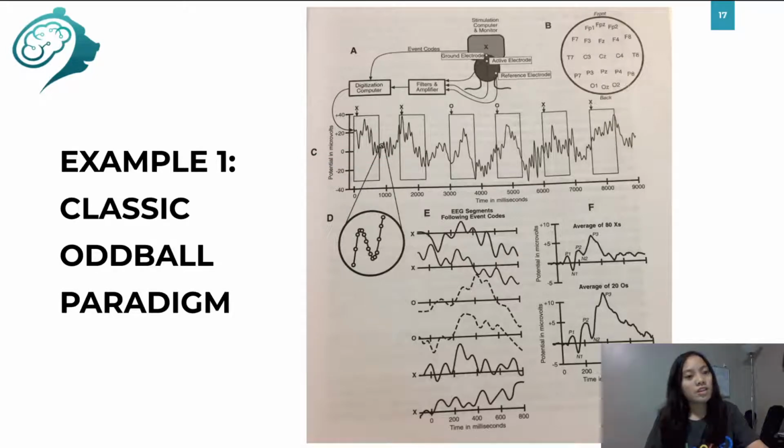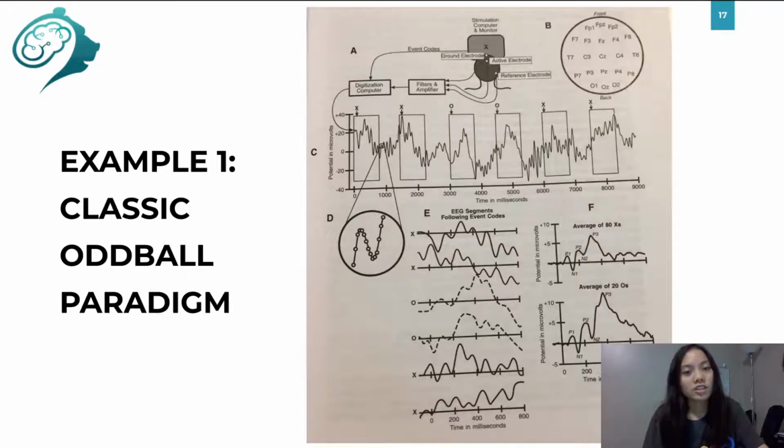Here's an example of a famous ERP experiment called the classic oddball paradigm, where subjects viewed sequences consisting of 80% X's and 20% O's. And they pressed one button for the X's and another button for the O's. Each letter was presented on a computer monitor for 100 milliseconds, followed by a 1400 millisecond blank interstimulus interval.